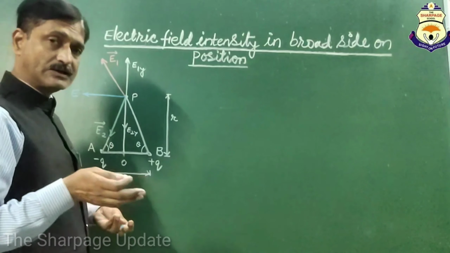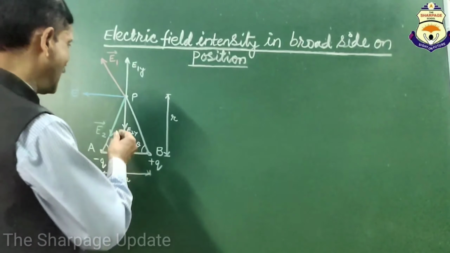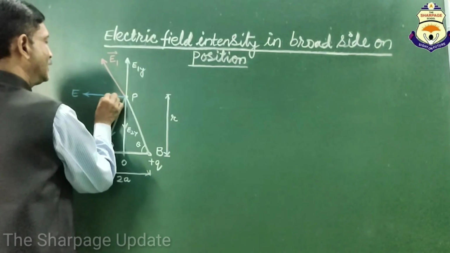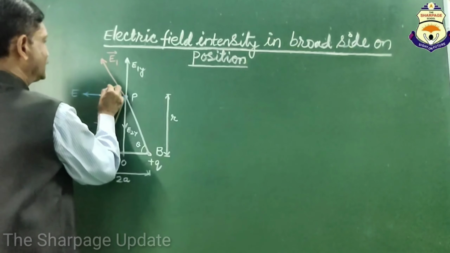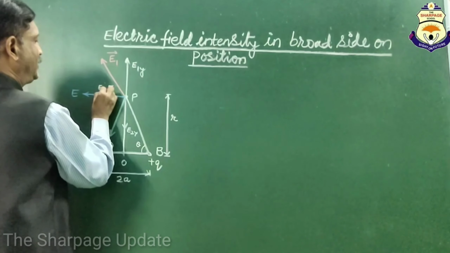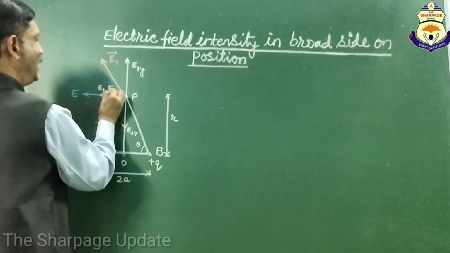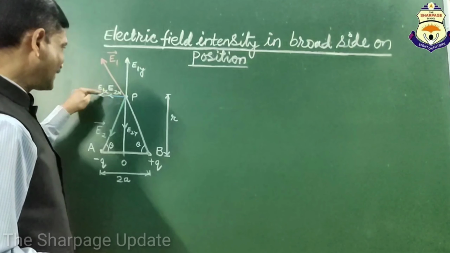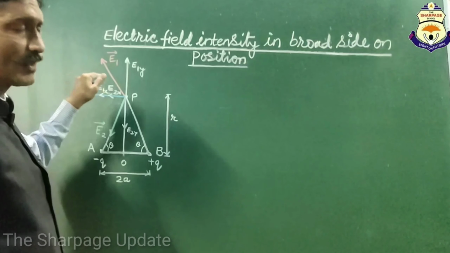Now the horizontal components of E1 and E2 lie in the same direction, and the direction of the horizontal components of E1 and E2 will be in this direction. The horizontal component of E1 is represented by E1x, and the horizontal component of E2 is represented by E2x. So E1x and E2x are the horizontal components which act in the same direction, as shown in the figure.